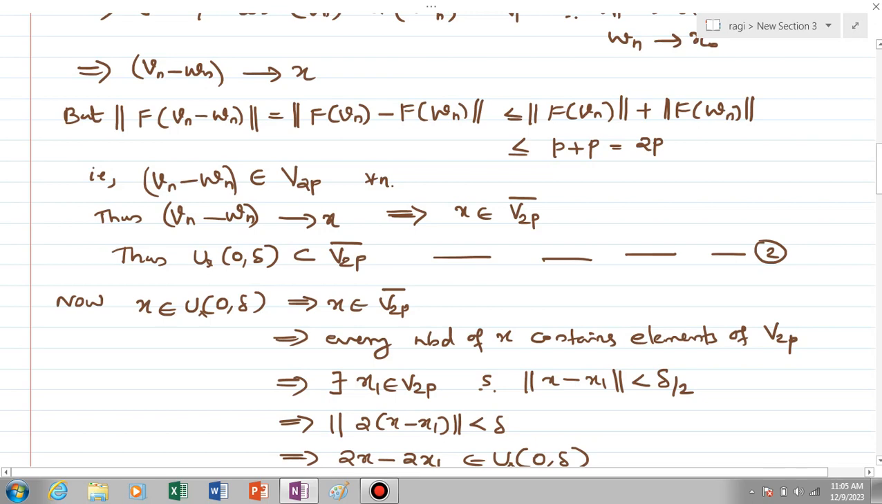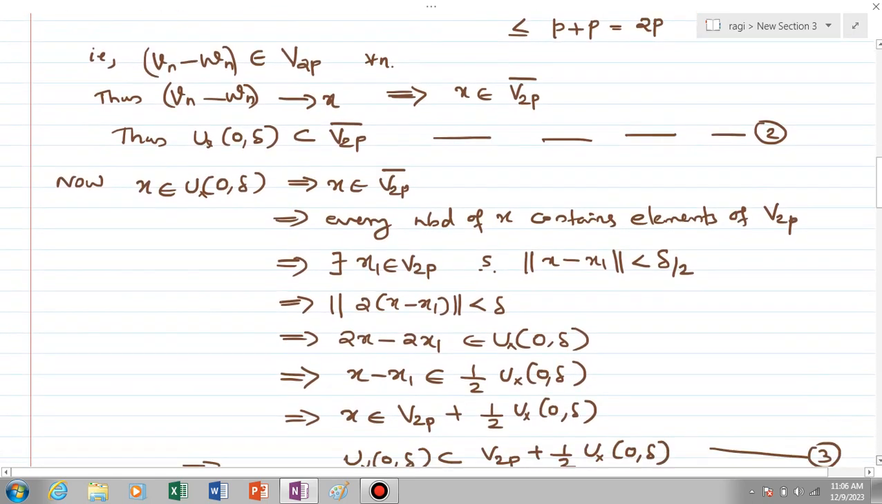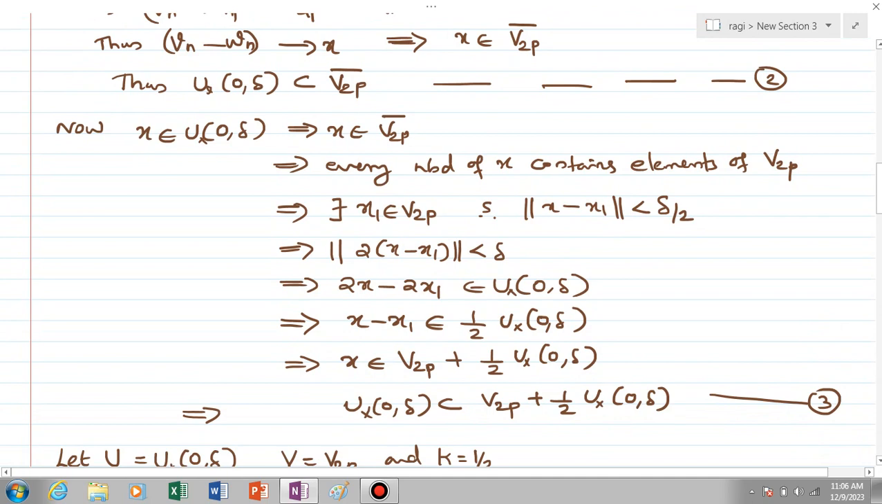Thus the ball with center 0 and radius delta is a subset of V2p closure, since we have taken x from the ball and now we have shown that x is an element of V2p closure. This leads to equation number 2. Now let x element of the ball with center 0 and radius delta, which implies x is an element of V2p closure by equation number 2. This means that every neighborhood of x contains elements of V2p. So we can choose x1 element of V2p such that the norm of the difference with the point x is less than delta by 2. From this we can deduce that 2x minus 2x1 is an element of the ball with center 0 and radius delta.